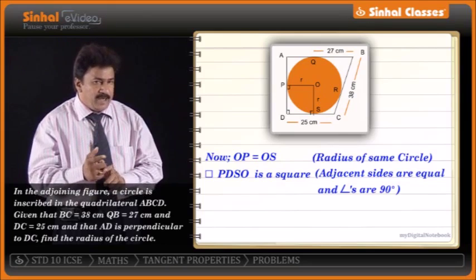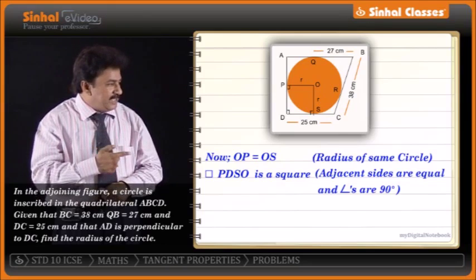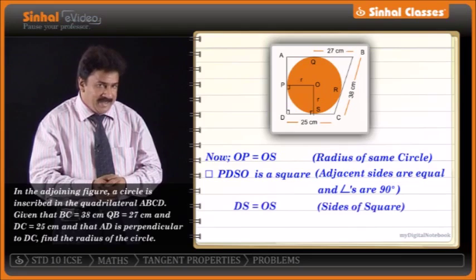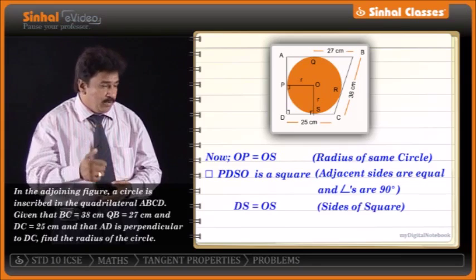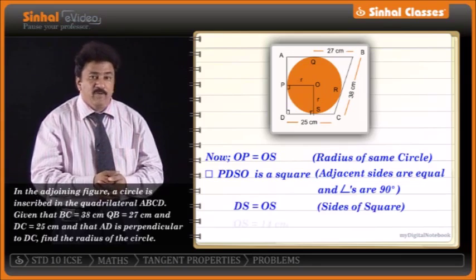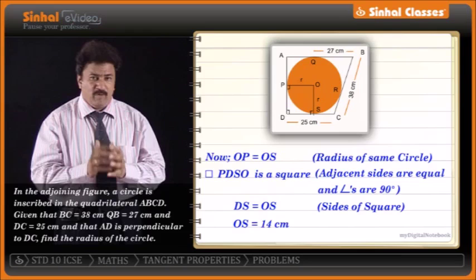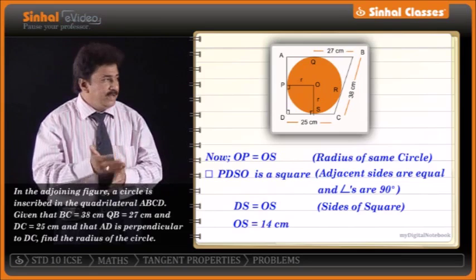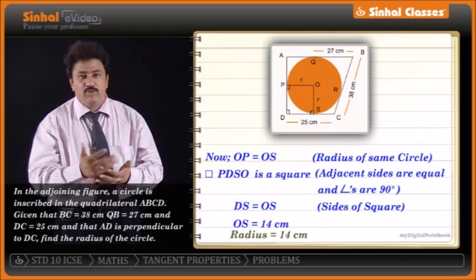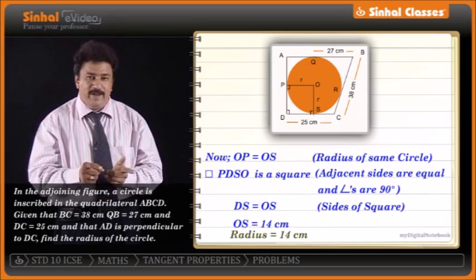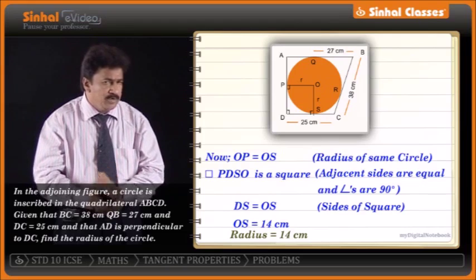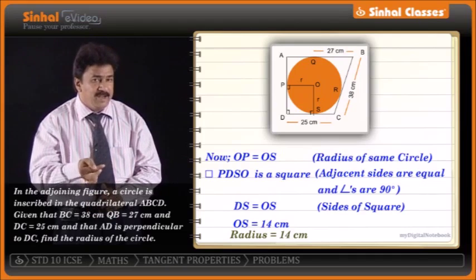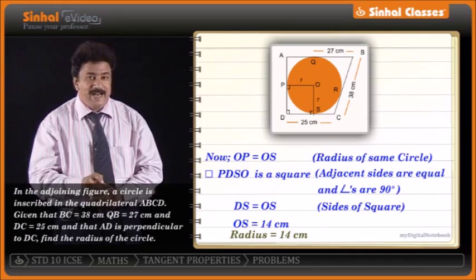And because it's a square, I get DS is equal to OS. Yes, each side of a square is equal. So DS is equal to OS. Therefore OS is nothing but 14 centimeter. And OS is the radius of the circle, that's what you want to find. So we come to the conclusion that the radius of this given circle is 14 centimeter. And the sum gets over here.